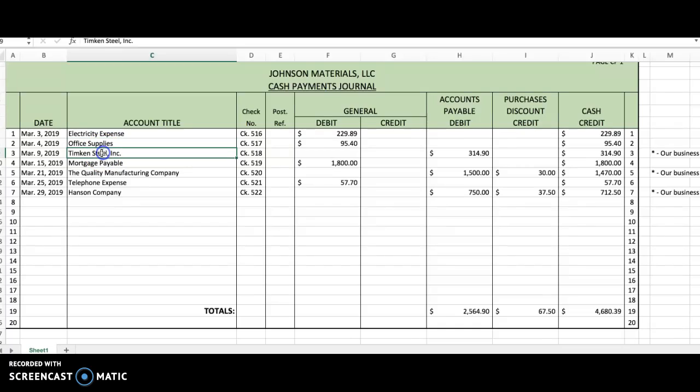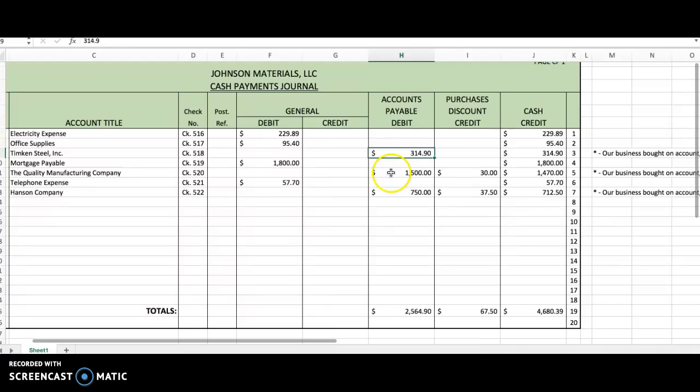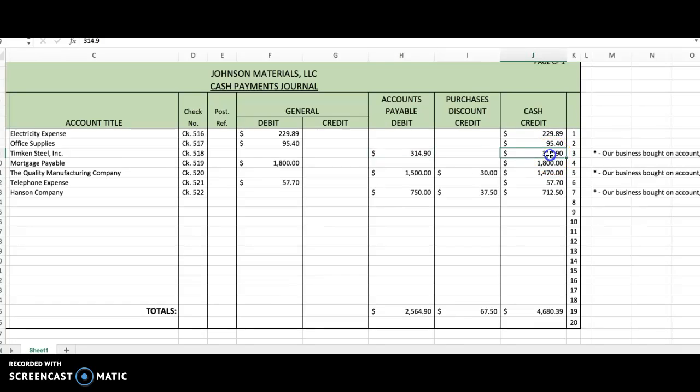The next one, Timken Steel. Again, this is cash payment, so we must be paying this company. This is a creditor. Timken Steel is one of the people we owe money to. And you see we wrote a check, and you see accounts payable is debited and cash is credited. Anytime we pay off a liability, that liability goes down, and that's why it's debited. And obviously cash is credited.